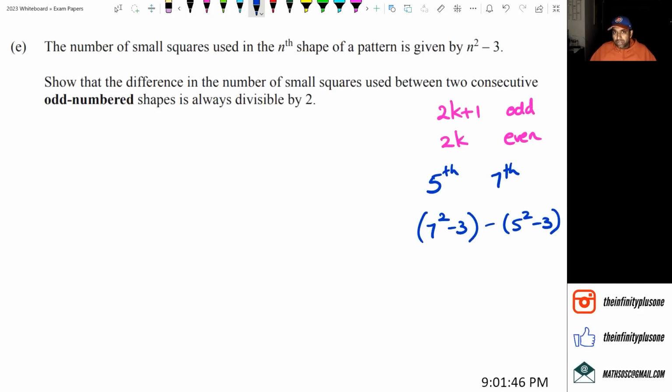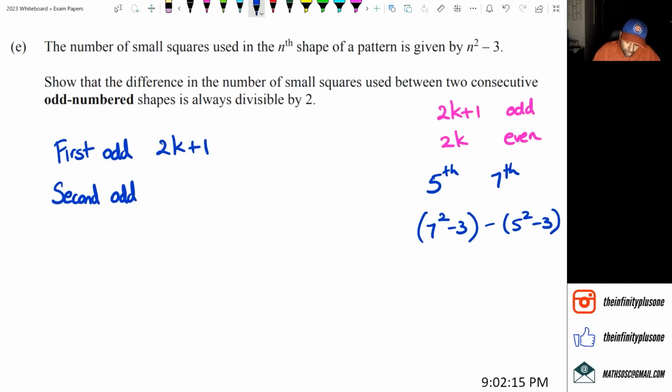Now, I don't actually know which odd number it is. They're trying to say that for any one of them, which means if my first odd number is 2k plus 1, then my next odd number after that will have 2 added to it. So I hope that makes sense. So my second odd number would be 2k plus 1, which is that first odd number, plus 2.